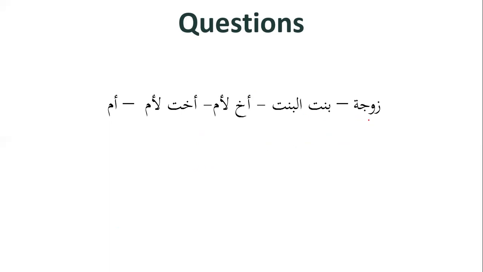In this question, the zawja will receive 1/4. Although the bintul bint is present, we've discussed already that the bintul bint will not have an effect on the inheritance and is not counted as part of the offspring. That makes a difference. So if this was bintul ibn, then yes, the zawja would have received 1/8, but this is bintul bint, and hence the zawja will receive 1/4 of the inheritance, and the akh li ummin, ukht li ummin will receive 1/3.